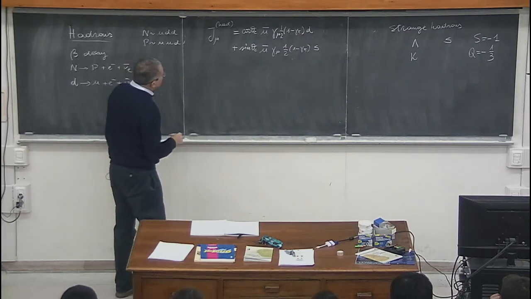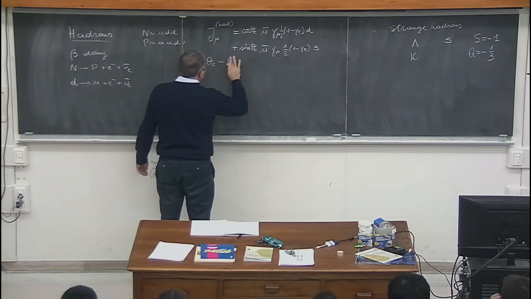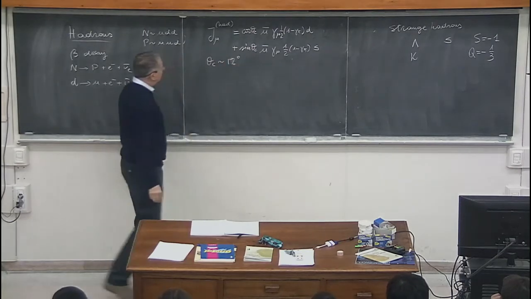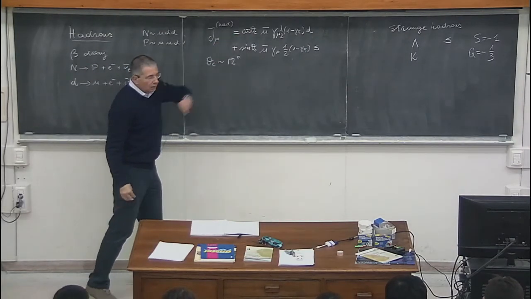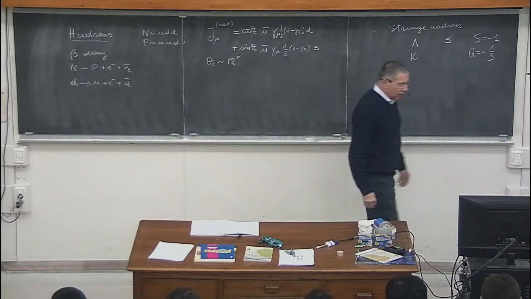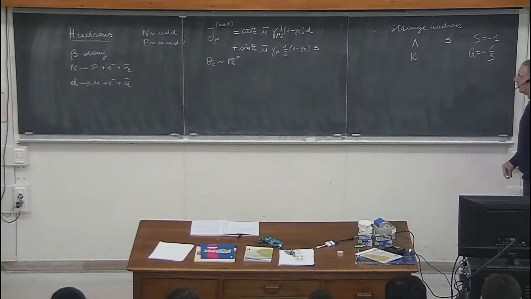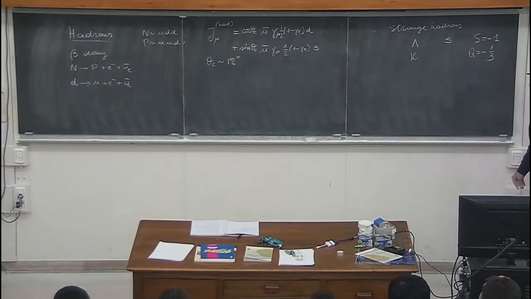And the Cabibbo angle is a small angle, 13, 12 degrees, something like that. The weight of the charged hadron current which governs beta decay is much larger than the weight of the charged current term governing strange hadron decays. This is phenomenological. This comes from the measurements of the lifetimes of the lambda baryon, of the K mesons, and so on.